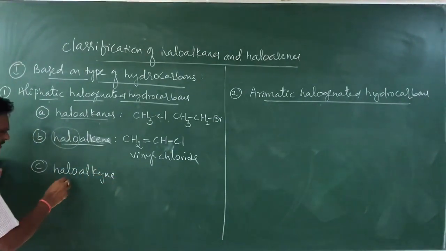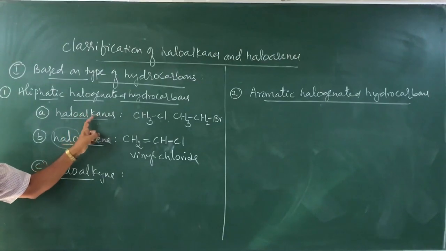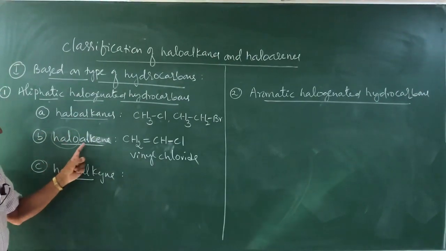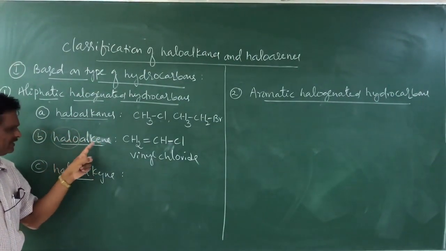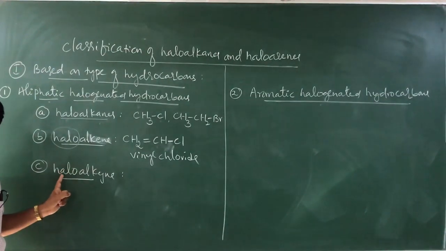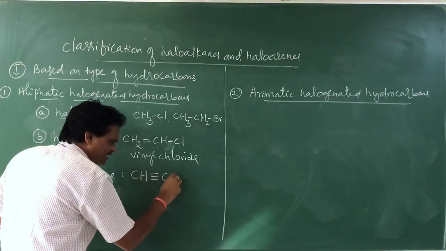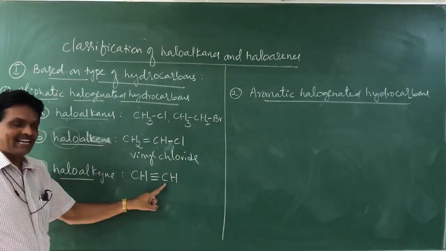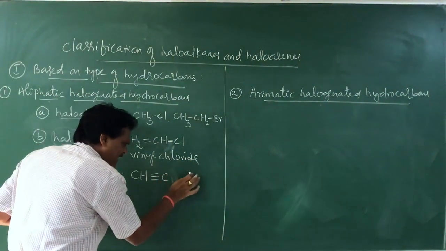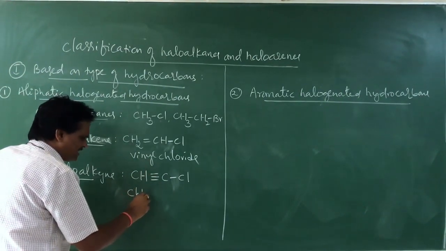Third one, haloalkyne. These are the halogen derivatives of alkynes. In alkanes, hydrogen atom replaced by halogen is haloalkane. In alkenes, if one hydrogen atom is replaced by one halogen, that is haloalkene. Similarly, from alkynes, if one H is replaced by one halogen, that is called haloalkyne. So example is CH≡CH, the first member of the alkyne series, that is ethyne or acetylene. So in ethyne or acetylene, if one H is replaced by one chlorine, this is called chloroacetylene.